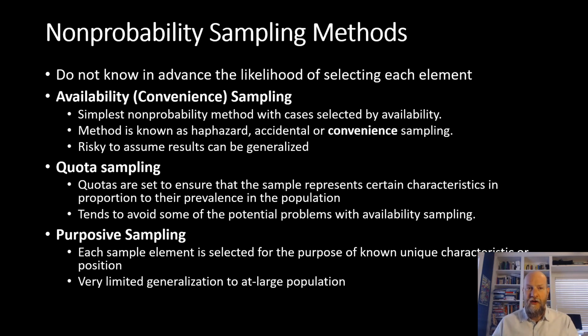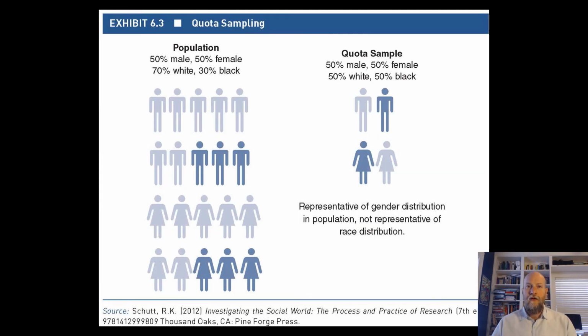So these are the three basic non-probability methods that we use. So these are a few examples of quota sampling. This is an image from your book. So again, if I'm looking at this population utilizing a dichotomous view of gender, and I have 50% male, 50% female, I know that my population is 70% identifies as white or Caucasian, 30% as Black or African American. I can at least make sure the sample I draw fits those characteristics.